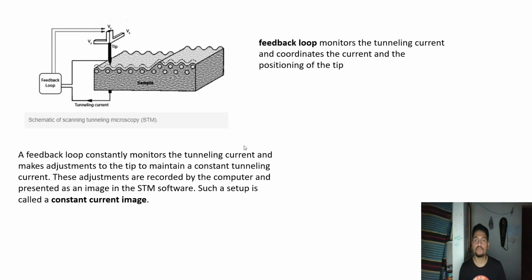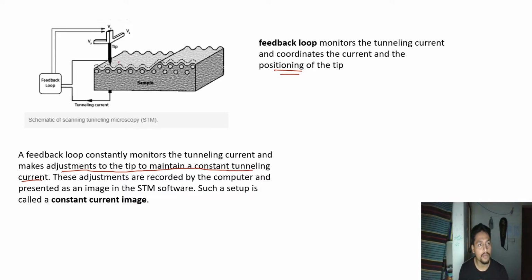That is a feedback loop. The feedback loop monitors the tunneling current and coordinates the current and the positioning of the tip, so that the tip itself does not get destroyed or destroy the surface. We get the correct information about the surface. A feedback loop constantly monitors the tunneling current and makes adjustments to the tip to maintain a constant tunneling current. So it is always maintaining a constant tunneling current.